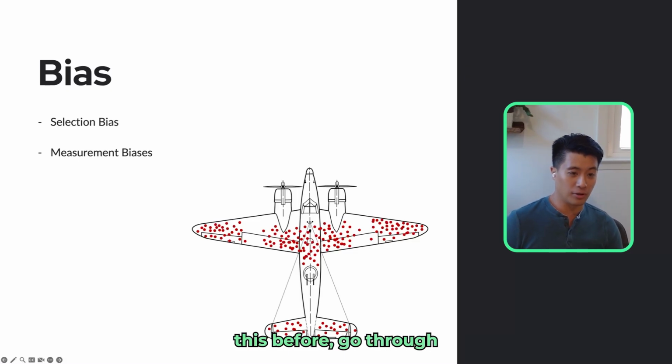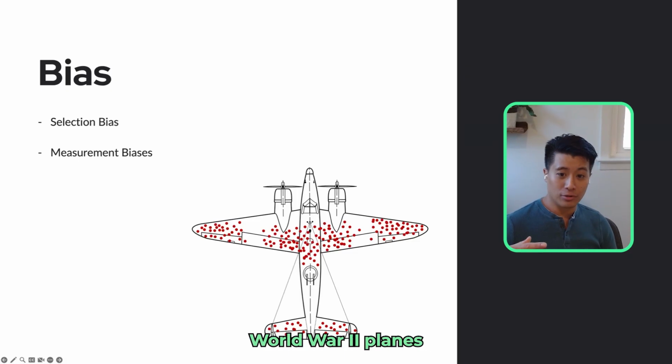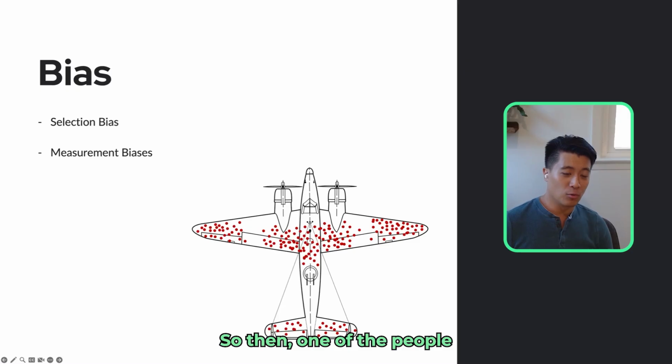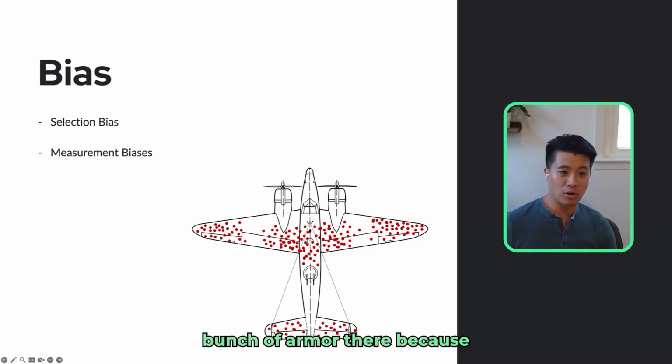And if you haven't heard this before, I'll go through it really quick. World War II, planes are coming back. This is a picture of all of the bullet holes that they found on the planes. So then one of the people says, oh, we should put a bunch of armor there, because this is where all the planes that are getting shot are. So then we should put armor there.